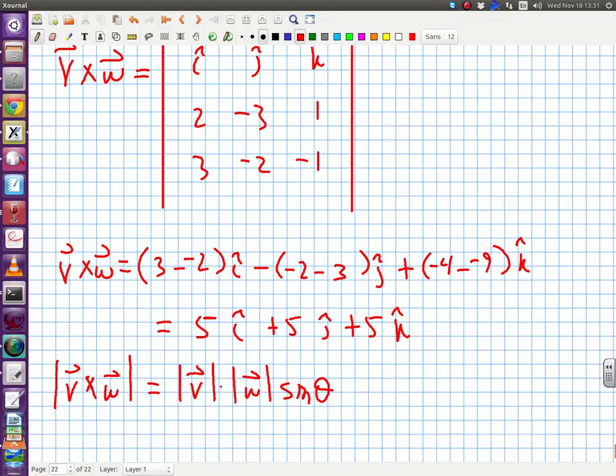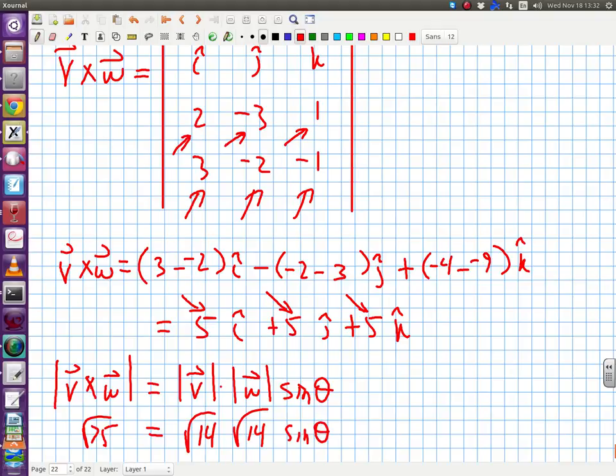Well, what's the magnitude of v cross w? Square it, square it, square it, add it, square root it. So 25 plus 25 plus 25 is 75. So this is rad 75. And then what's the length of v? Well, square it, square it, square it, add it, square root it. 4 plus 9 plus 1 is rad 14. Okay. And the same thing for w. Square it, square it, square it, add it, square root it. So 9 plus 4 plus 1 is again 14, so rad 14.